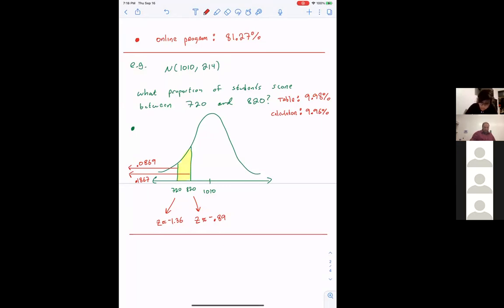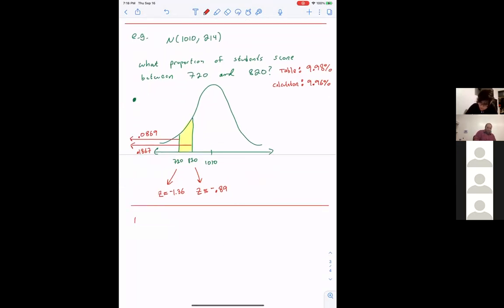Now, new question. How high must a person score to land in the top 10%? How high must a person score to land in the top 10%?